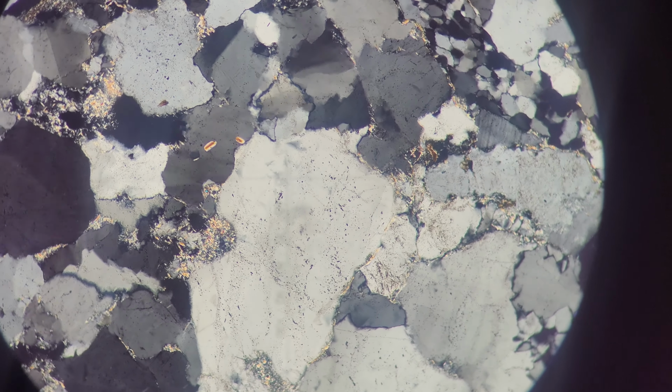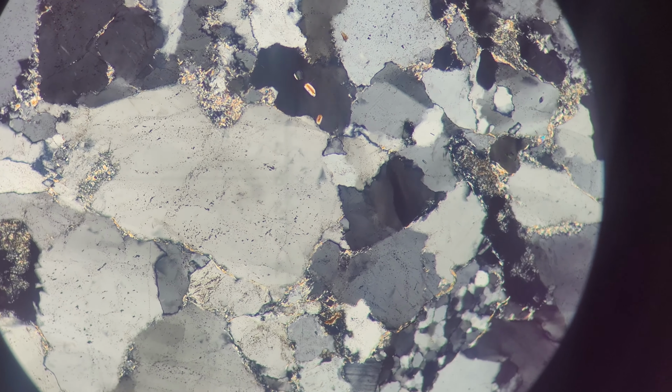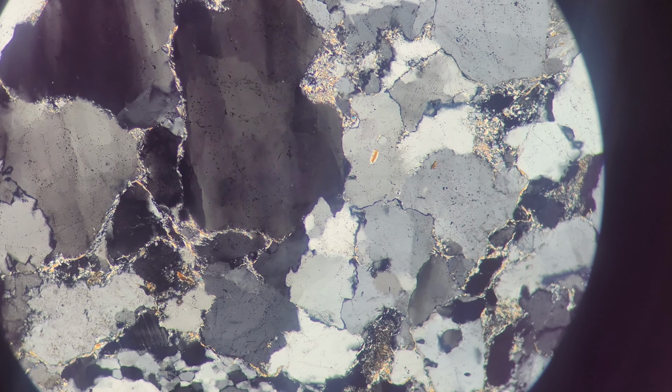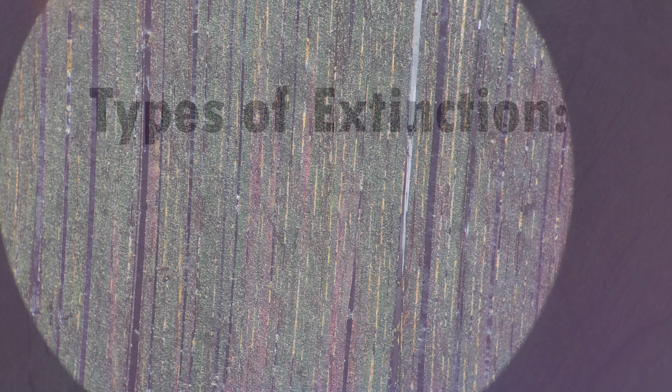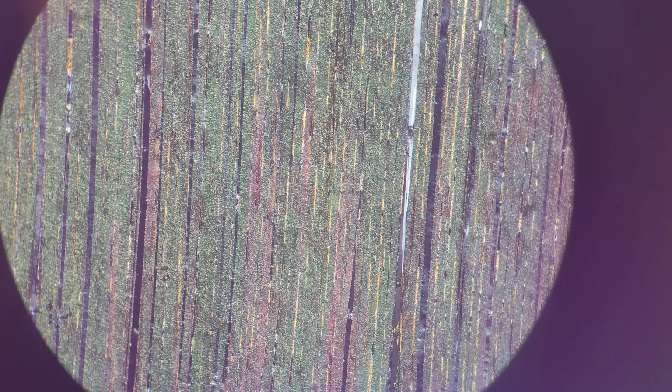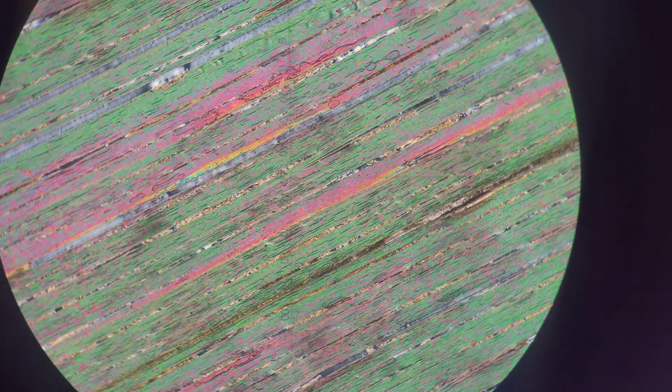Based on these positions, there are multiple types of extinction, which we look for relative to cleavage traces, or, if there's no cleavage traces present, elongation. These types include parallel extinction, such as in this biotite, where the mineral is extinct when its cleavages are oriented either east-west or north-south. In this case, the extinction angle, the angle from the north-south parallel to its extinction position, is 0 degrees. Then there's inclined extinction, where extinction occurs when the cleavage traces are inclined relative to east-west or north-south.